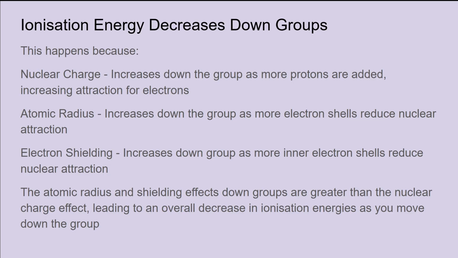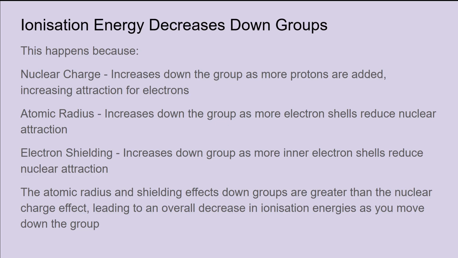So first I'm going to talk about how the ionization energy decreases down groups. And this happens because the nuclear charge increases down the group as more protons are added, and this increases the attraction for electrons. The atomic radius increases down the group as more electron shells reduce nuclear attraction, and electron shielding increases down the group as more inner electron shells reduce the nuclear attraction. So the atomic radius and shielding effects down groups are greater than the nuclear charge effect, leading to an overall decrease in ionization energies as you move down the group.